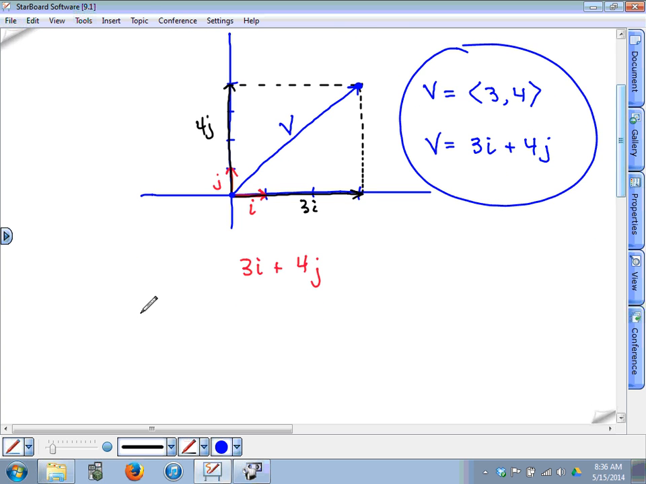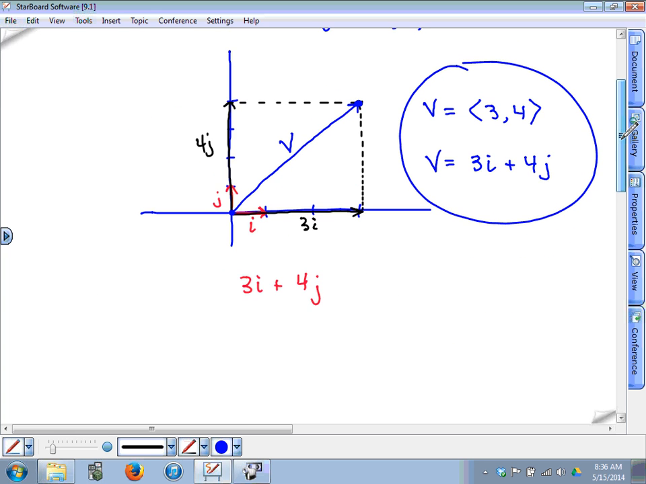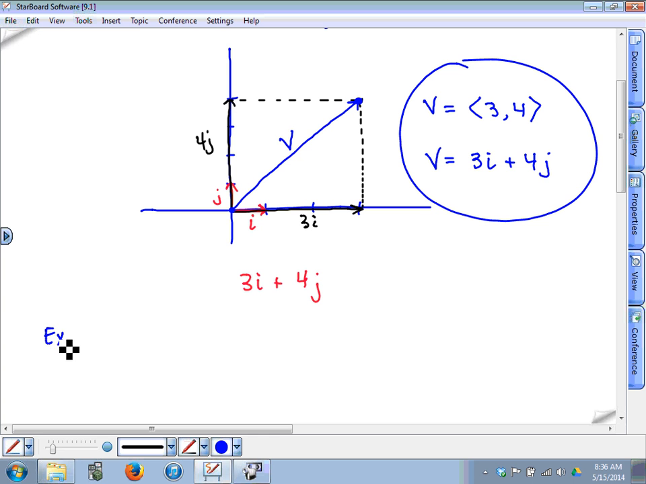So, just to do a quick example, it's going to seem easy, but just so I can be sure you guys understand what I'm talking about. Example 5, or 4, what are we on? 4. Example 4, write vector u in terms of I and j.